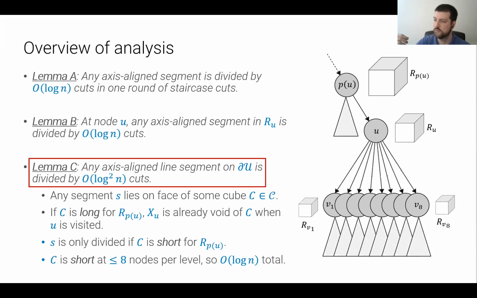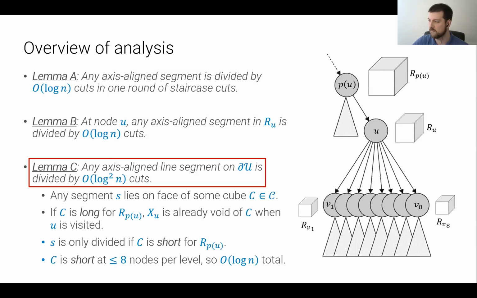If we suppose that that cube is long for the parent of a node we reach, so let's consider node U and look at its parent PU. If it is the case that C is long there, then when the algorithm comes to visit node U, it's already going to be void of that cube C. As a result, C will not be divided at U because it lies on C. Hence, the segment S is only going to be divided if C is short at the parent.